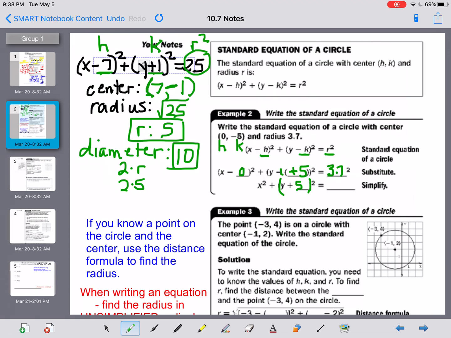3.7 squared, I could use a little calculator help here. 3.7 times 3.7, and I believe it comes out to about 13.69. So there's my standard equation of that circle.